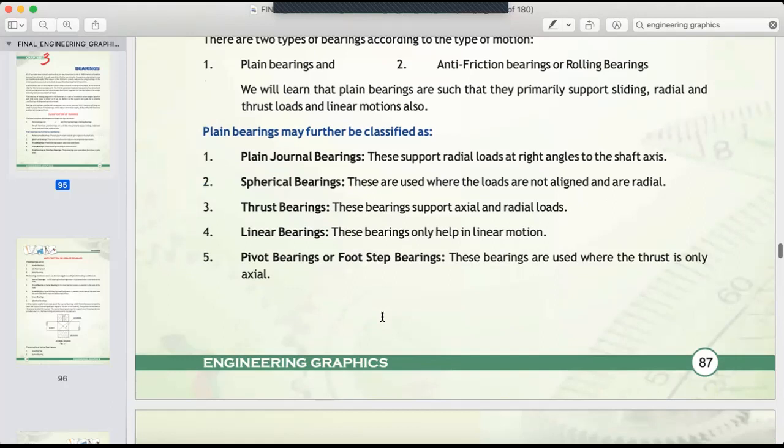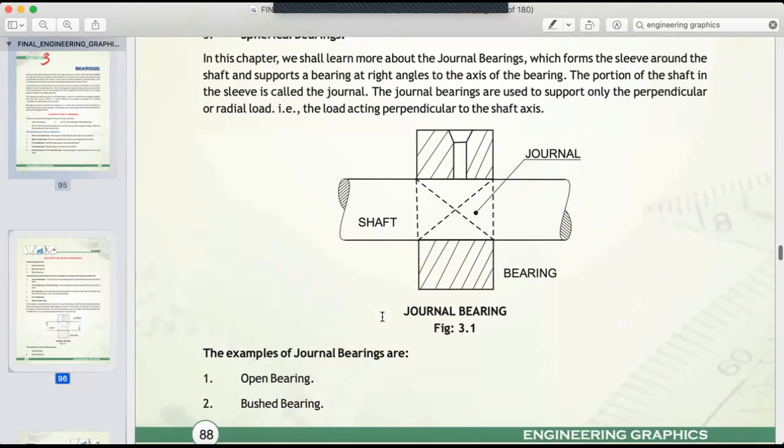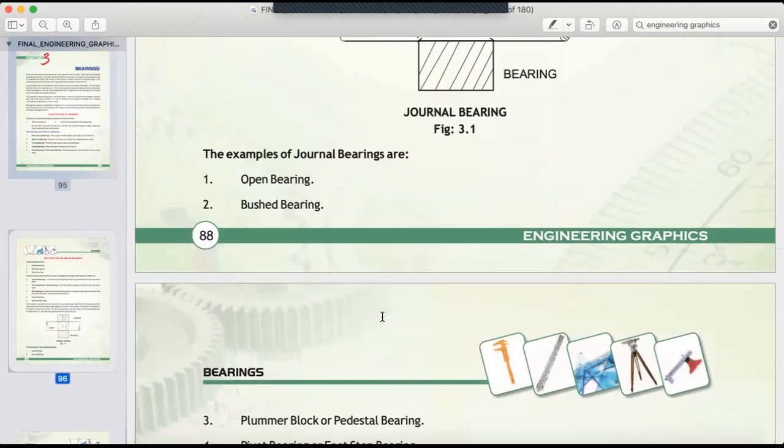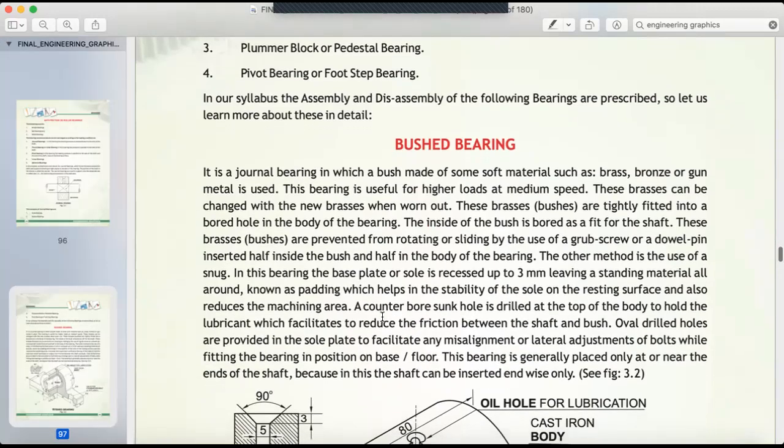And just read this, you will have some idea, and you can Google a few videos about open bearing, bush bearing application, and just see what you get.